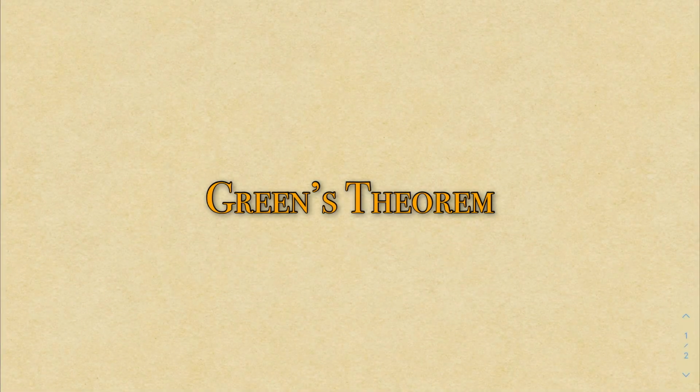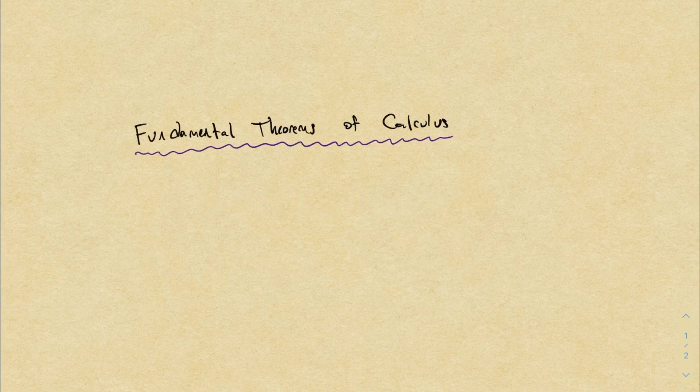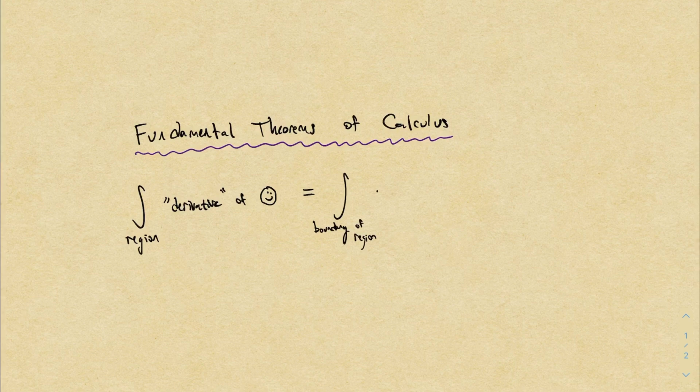In your calculus career so far, you've already seen a couple fundamental theorems of calculus. Whether you realize it or not, all of these theorems take a certain form. They all look like the integral over some region of the derivative of something, and what that derivative means depends on the context. And these theorems state that this integral equals the integral over the boundary of that region of the thing.